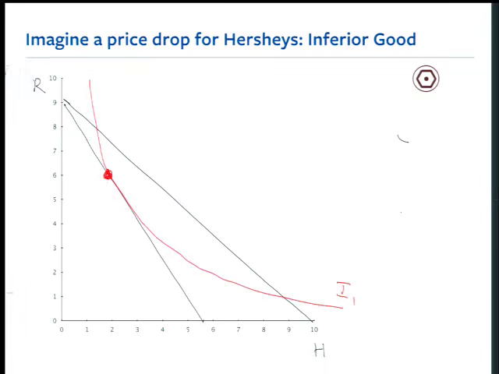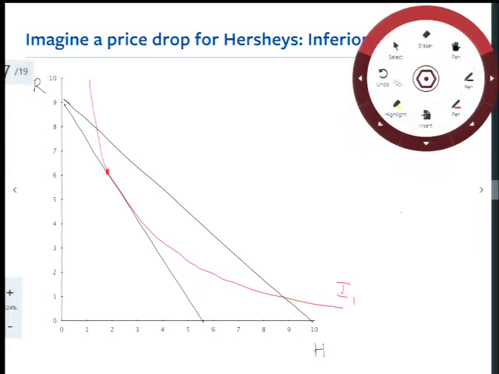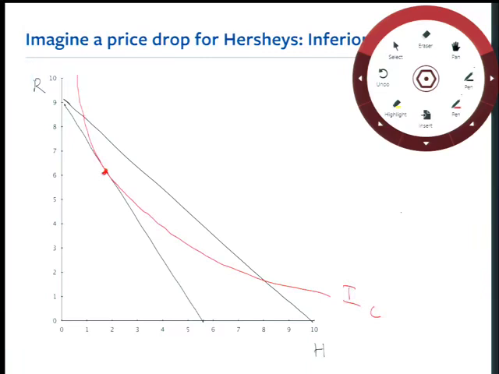Let me do it right. I'll tell you in a second why I don't like this one. All right, it has to come off this budget constraint. So landing, there you go, that's much better. Okay, that's my original bundle. This person's consuming a ton of Reese's and very few Hershey's at the original prices and income level, right? This is consistent with a strong preference for Reese's, but also Hershey's are relatively expensive in this world here.